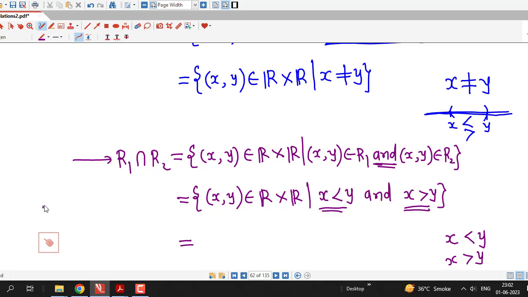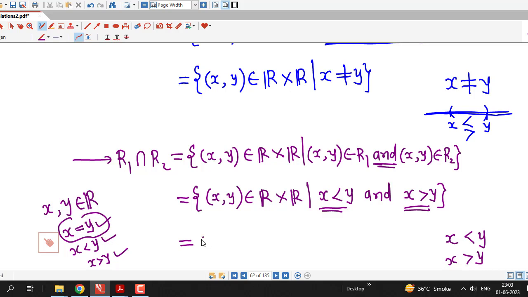If I take any two elements x and y in the set of real numbers, then there are different possibilities. Either x is equal to y, or x is less than y, or x is greater than y. But only one of these three possibilities is correct at a time. All the possibilities cannot be correct at the same time.